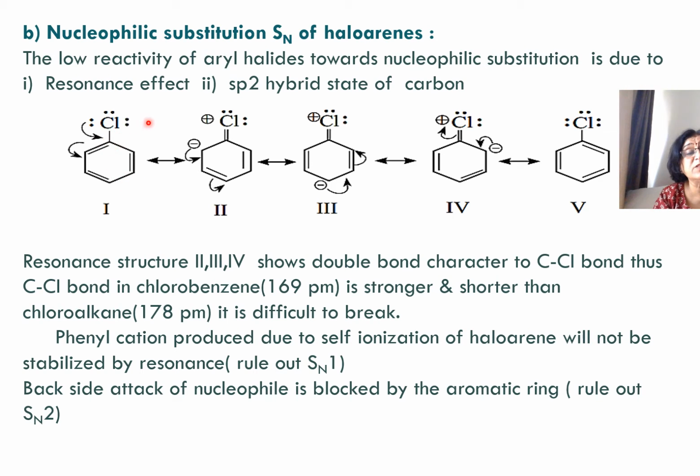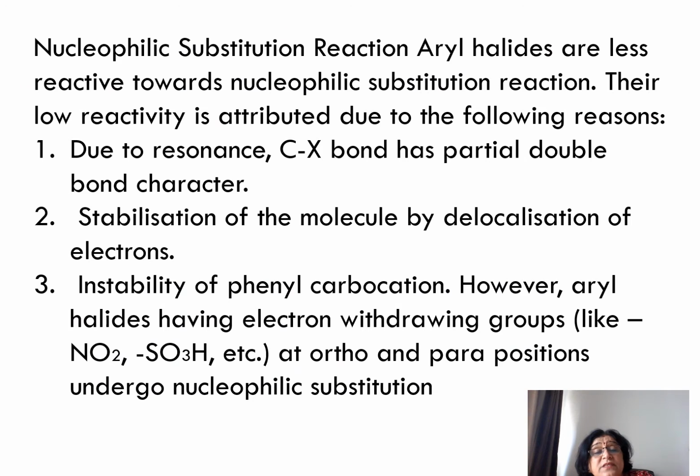SN1 is not possible because the cation, phenyl cation, is not stabilized by resonance, and the SN2 is not possible because backside attack is not possible due to the presence of the aromatic ring. So both of the SN1 and SN2 reactions are difficult. Okay, then how does it happen? So nucleophilic substitution reaction, aryl halides are less reactive towards the nucleophilic substitution reaction. What are the reasons? Let's quickly recapitulate. So due to resonance, the carbon halogen bond is getting which character? Partial double bond character. And the molecule is stabilized because of delocalization of electron.